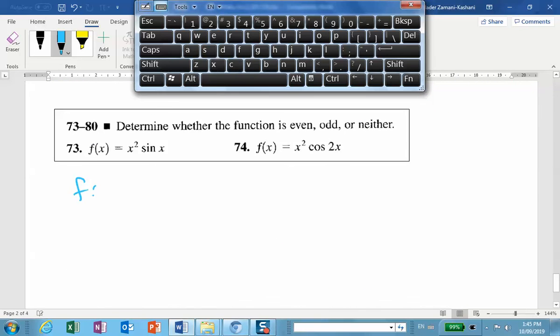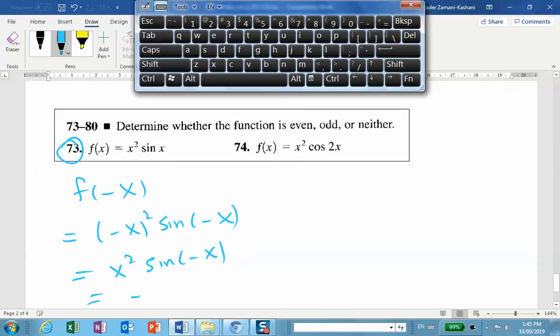f of minus x, let's work it out. This is equal to minus x quantity squared, sine of minus x, and this is x squared, sine of minus x. But sine is an odd function, so this minus comes out: minus x squared sine of x. So this is minus f of x. Therefore, this one is odd.